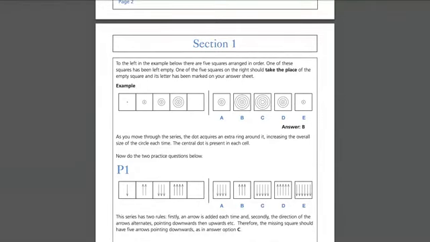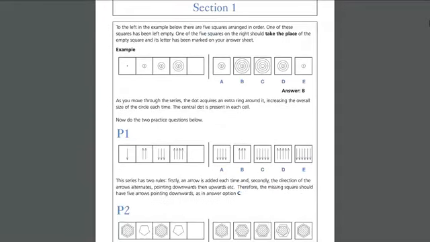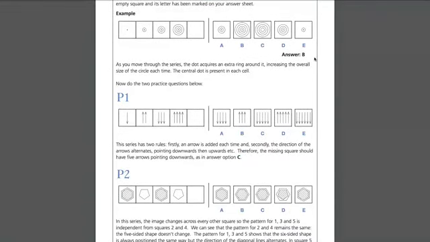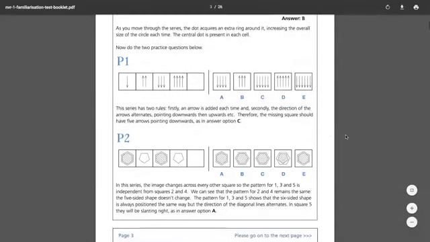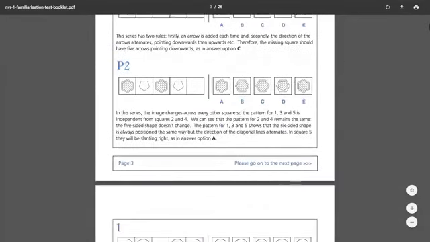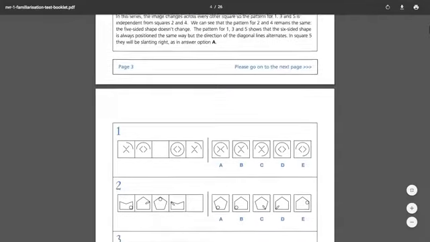So look at the example. It's basically in section 1. They tell you that to the left in the example below, there are 5 squares arranged in order. One of these squares has been left empty. So normally they want you to tell which one comes next. And in this, the examples are always easy. As you see, they are small circles, then they become like a big circle. So let's start with the paper.